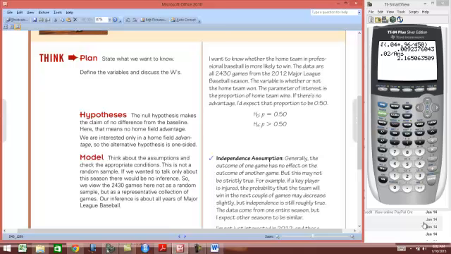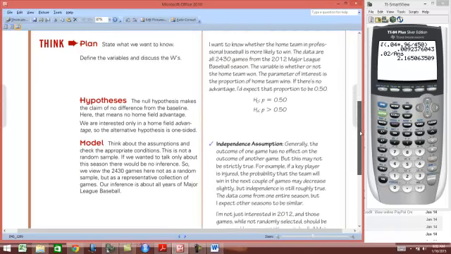Okay, so we're investigating home field advantage. The null hypothesis is going to be that the proportion of games won at home is 50%. Based on the evidence that has been gathered, it appears that we're going to claim for the alternative hypothesis that the true proportion is greater than 50%, greater than 0.5.